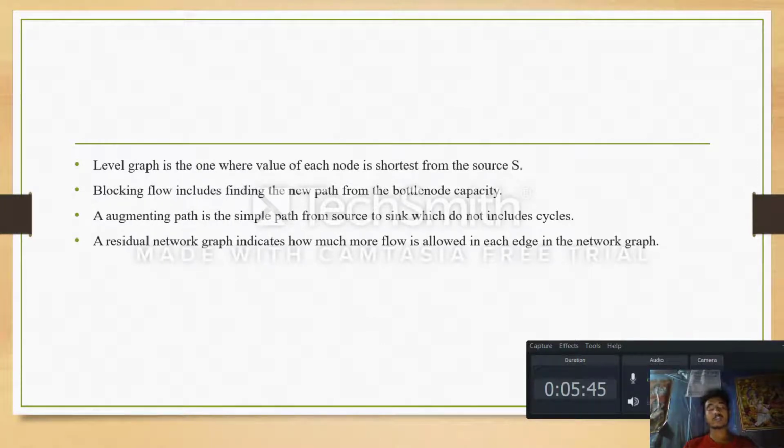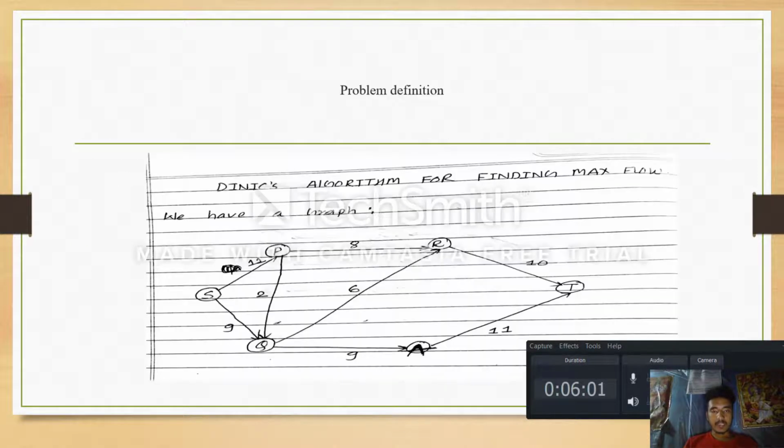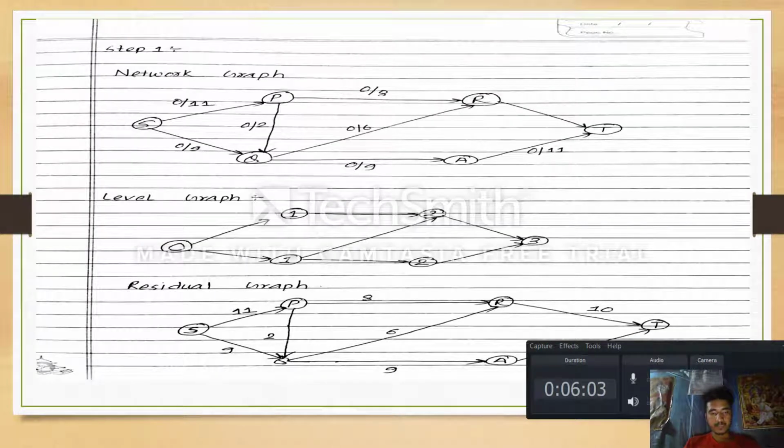So here are some terminologies about Dinic algorithm. Basically, a level graph is one where each node is labeled by its shortest distance from the source S. Now I'm going to say something about the level graph. The graph just below the network graph is called the level graph.